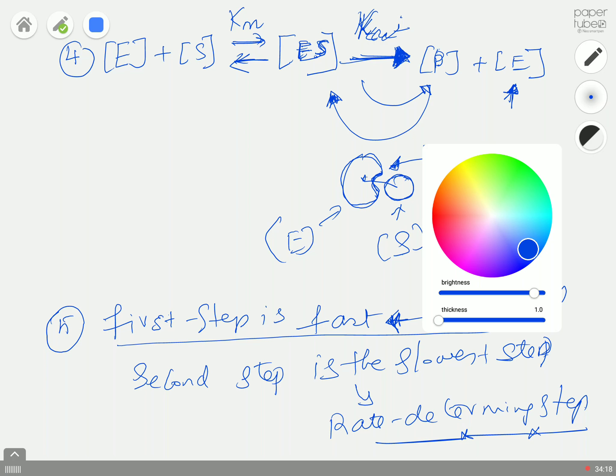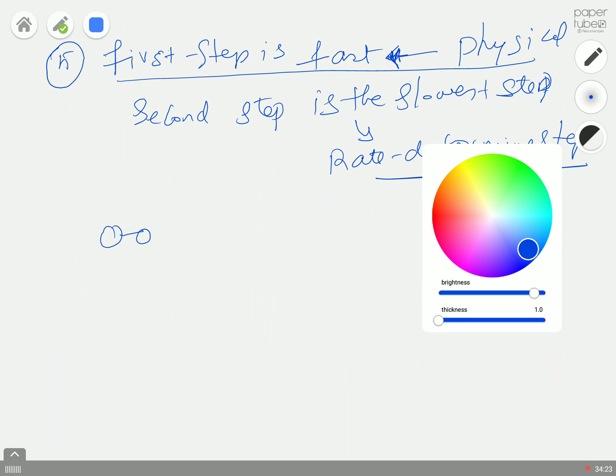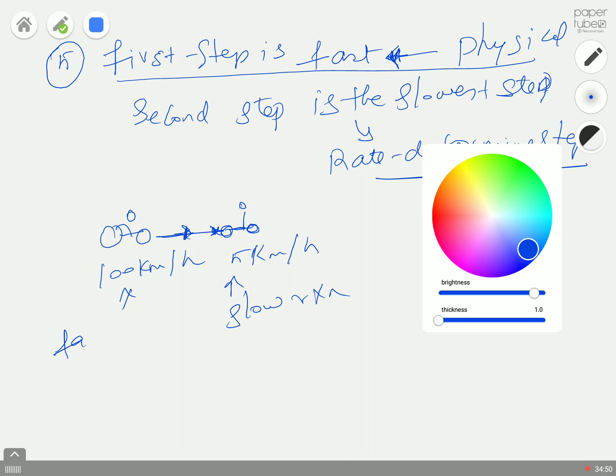I showed you an example before as well. Just imagine some guy is going in a car very fast, say 100 kilometers per hour, and there is some other guy on a bicycle going at 5 kilometers per hour. The guy in the car has to slow down and wait. He has to match the speed of the guy on the bicycle. So this guy is like a slow reaction, and this guy is like a fast reaction. At the end of the day, the slow one decides the time.